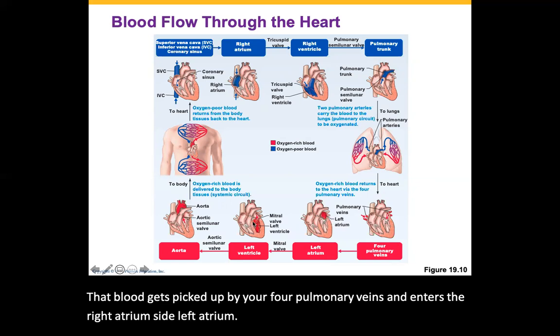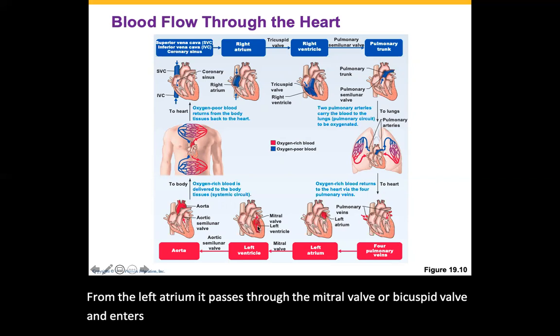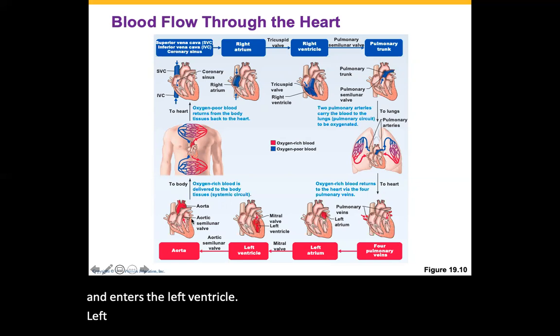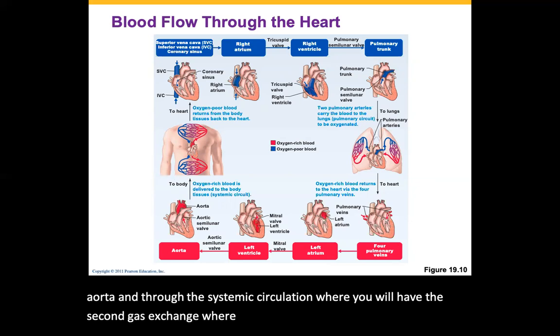From the left atrium, it passes through the mitral valve or bicuspid valve and enters the left ventricle. The left ventricle pumps that blood through the aortic valve, out through the aorta, and through the systemic circulation, where you will have the second gas exchange, where your blood goes from oxygenated to deoxygenated.